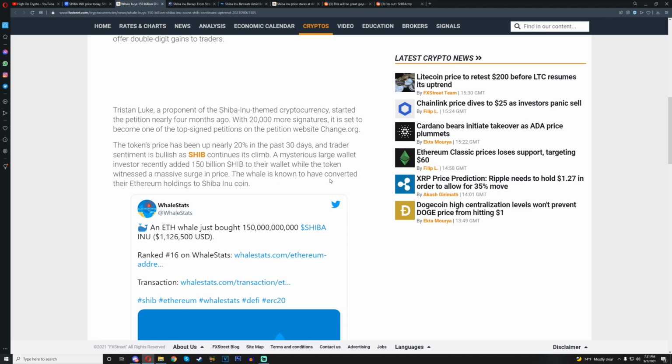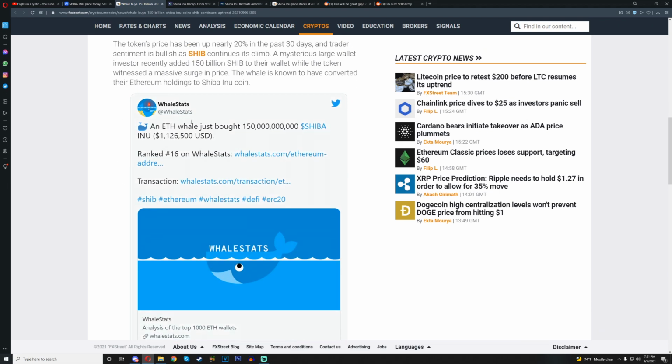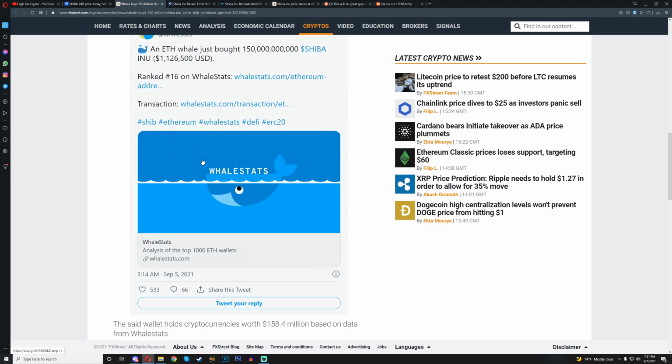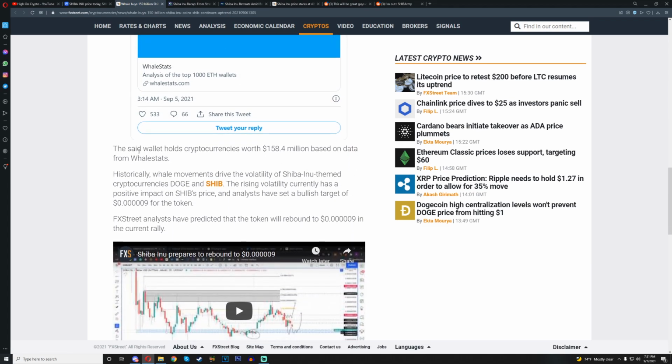The whale is known to have converted their Ethereum holdings to Shiba Inu coin. And right here we can see a Whale Stats tweet that said an Ethereum whale just bought 150 million Shiba Inu, ranked 16 on Whale Stats, and that is the reason why SHIB price dropped. They said the wallet holds cryptocurrencies worth $158 million based on data from Whale Stats.